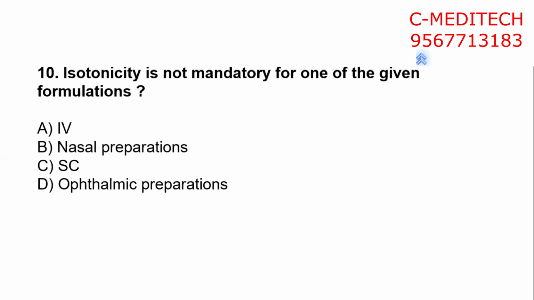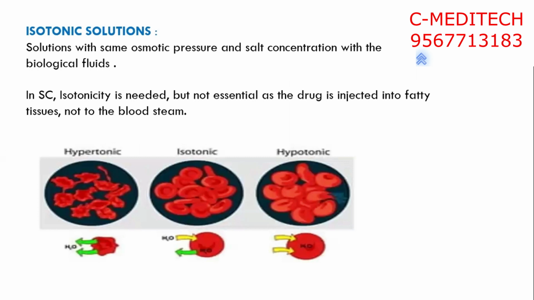So we have the confusion here, right? So now let's see the explanation first. So what are isotonic solutions in the first place? Isotonic solutions are the solutions with the same osmotic pressure and salt concentration as biological fluids, like blood and lacrimal fluid, right? So we have to have solutions with the same osmotic pressure and salt concentration as biological fluids. These are called isotonic solutions.